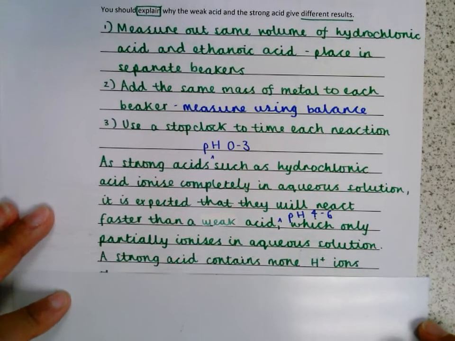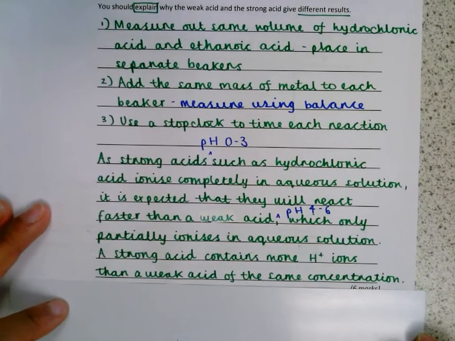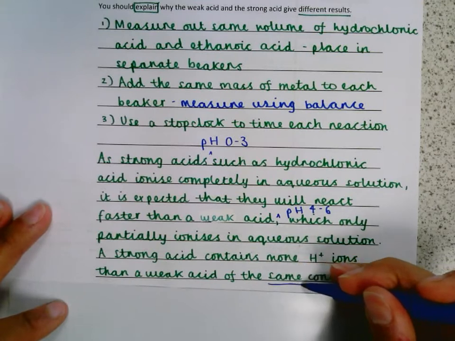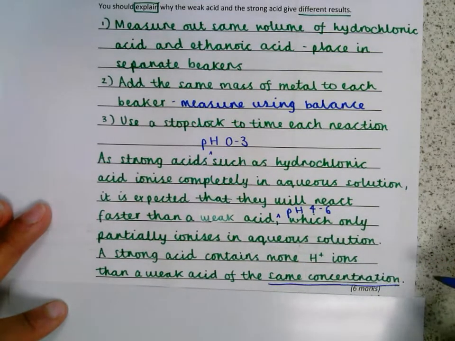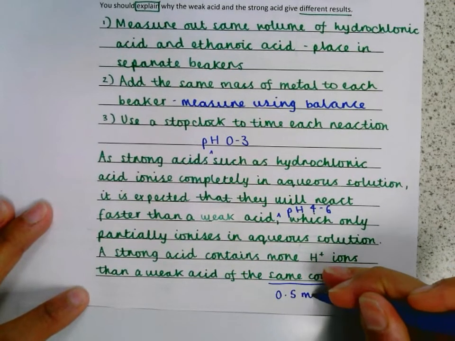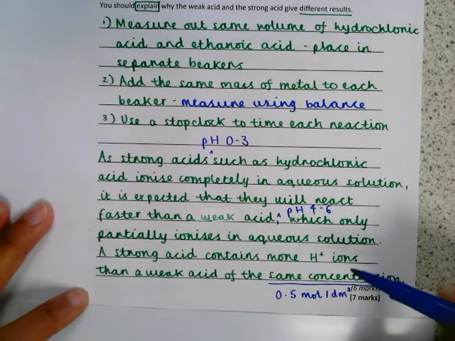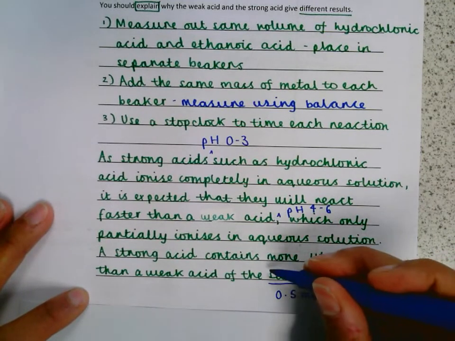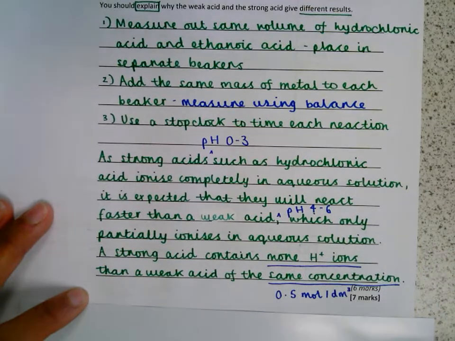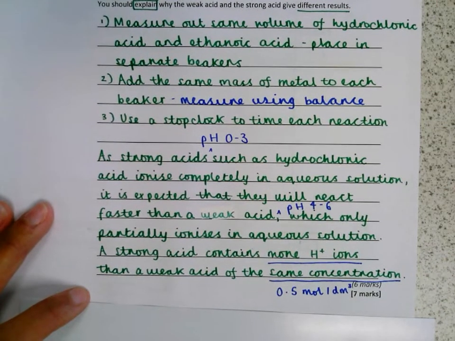A strong acid contains more H+ ions than a weak acid of the same concentration. So this is really important. So both of them have got the same concentration, so let's say 0.5 moles per decimetre cubed. But the strong acid has more hydrogen ions than the weak acid of the same concentration, and that's why the strong acid is pH 0 to 3, whereas the weak acid is pH 4 to 6.